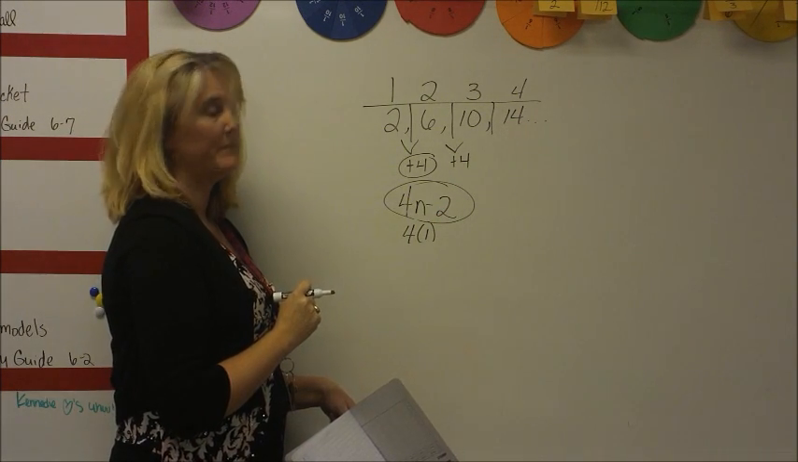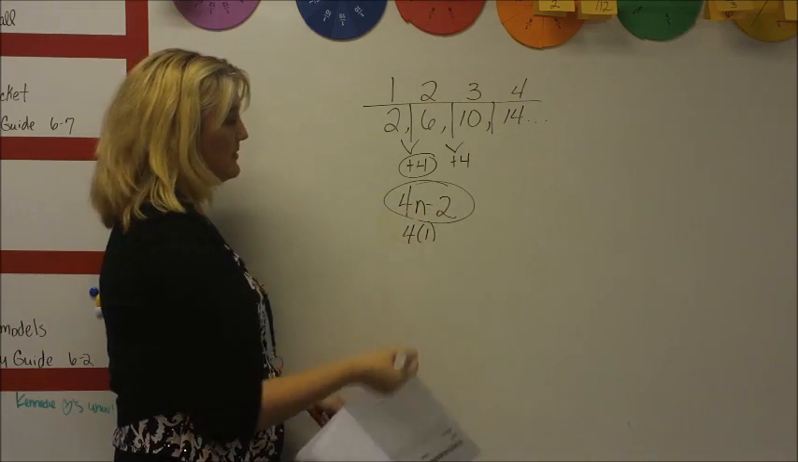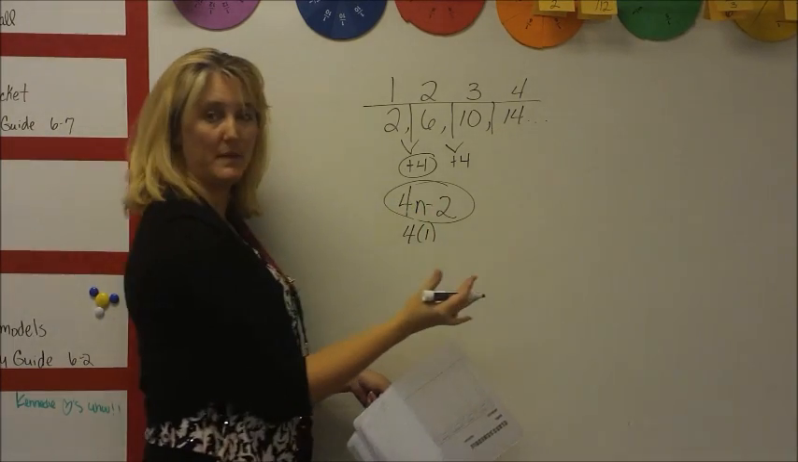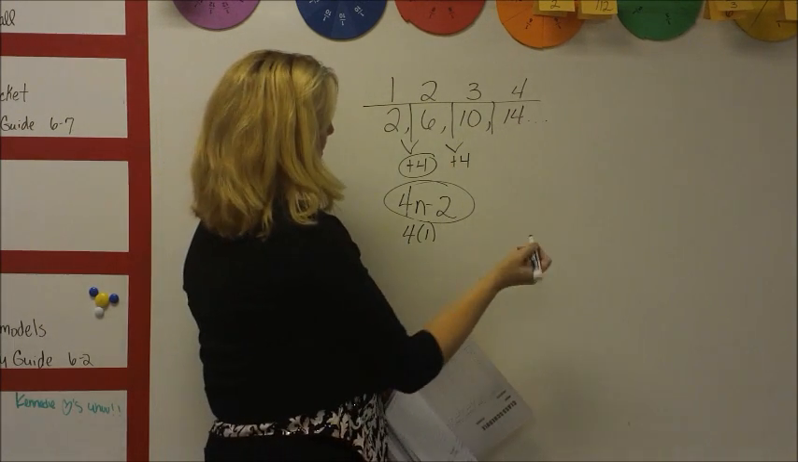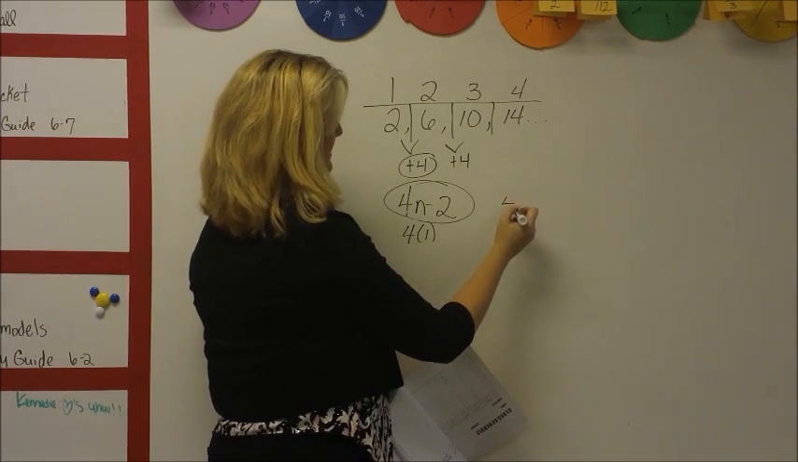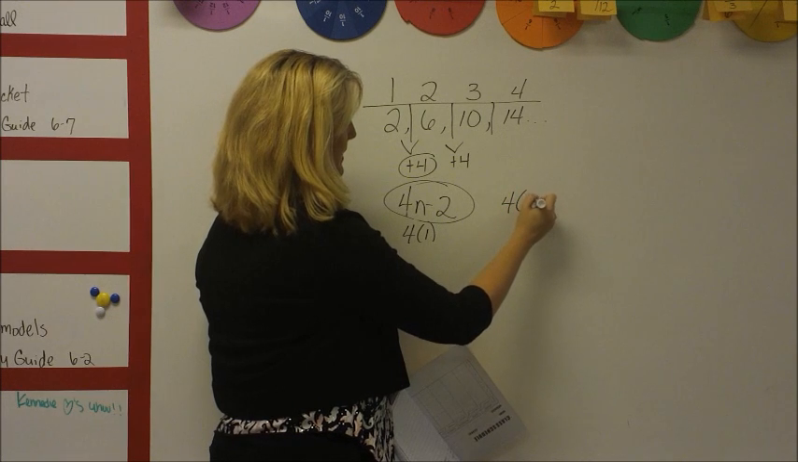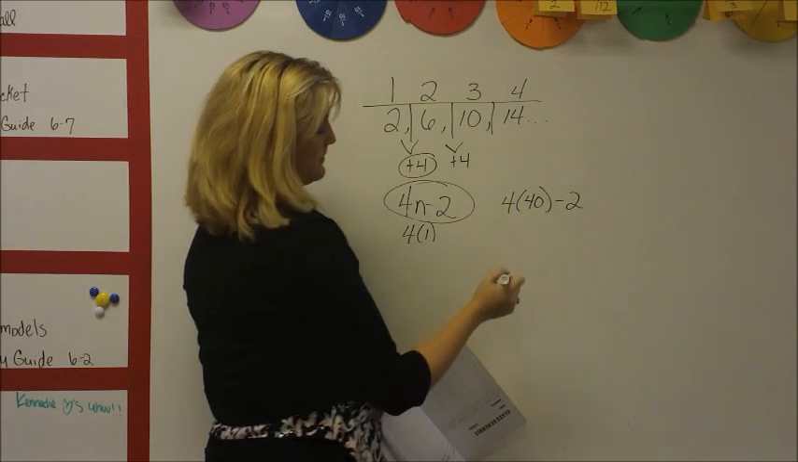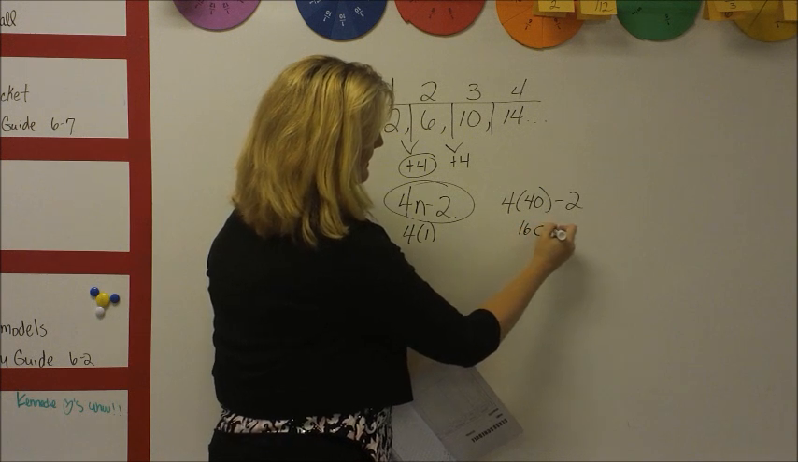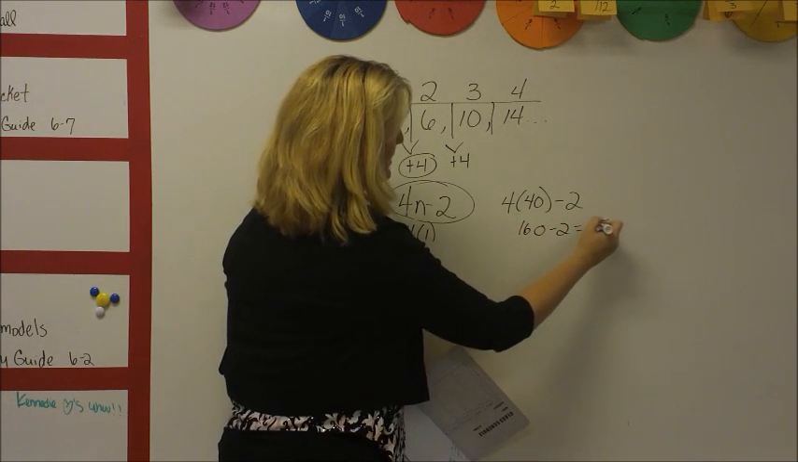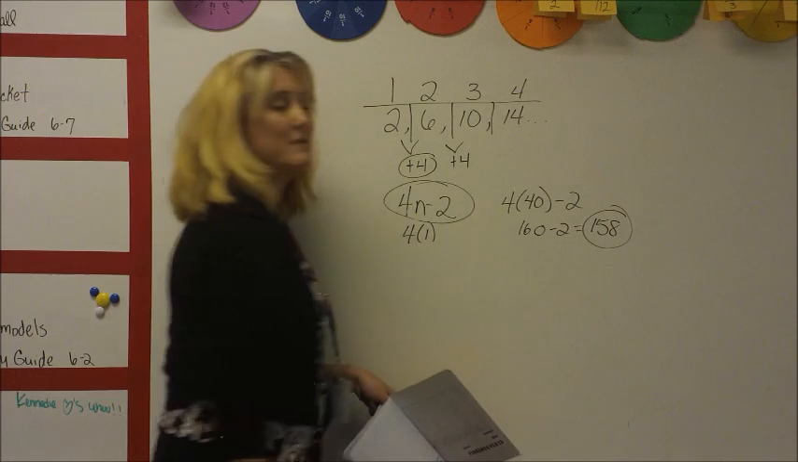And then I can use this expression to find the 40th term in the sequence. Rather than listing this out 40 numbers long, I can just go, okay, the 40th term in the sequence is going to be 4 times 40 minus 2. 4 times 40 is 160. Subtract 2. The 40th term in this sequence is going to be 158.